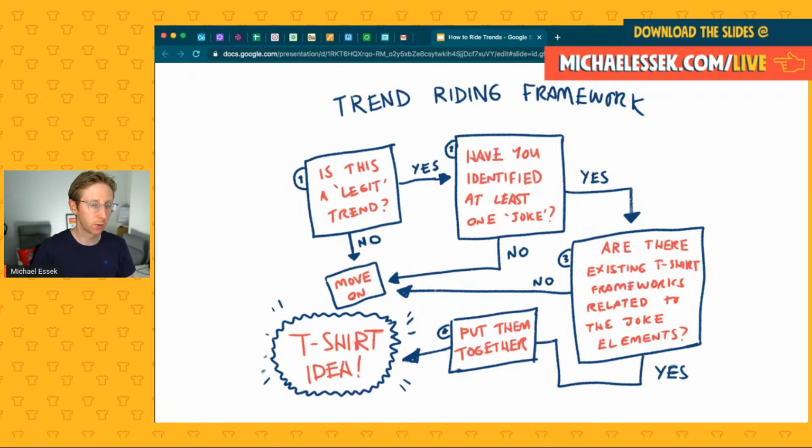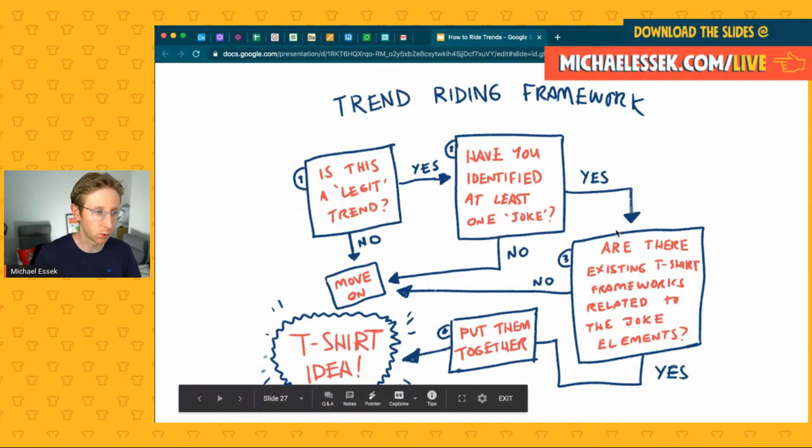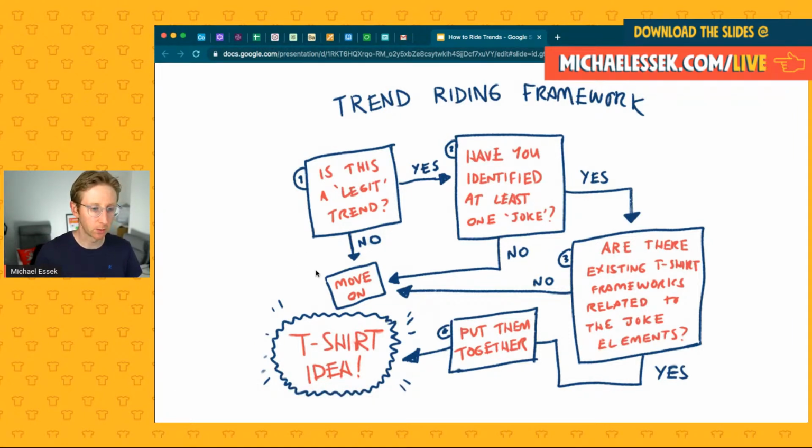But the trend writing framework here, so this is a little flowchart just to help you. Number one, is this a legit trend? You can go back and look at the questions we asked before to answer yes or no to that. If yes, have you identified a joke within that or related to that trend? If yes, are there existing t-shirt frameworks that somehow relate to those joke elements? And if yes, then simply put them together and you could come up with a funny t-shirt idea. And of course, if the answer to any of these is no, then just move on. There's always another trend. There's always another wave. There's always something else coming down the road that you might be able to apply the same process to.